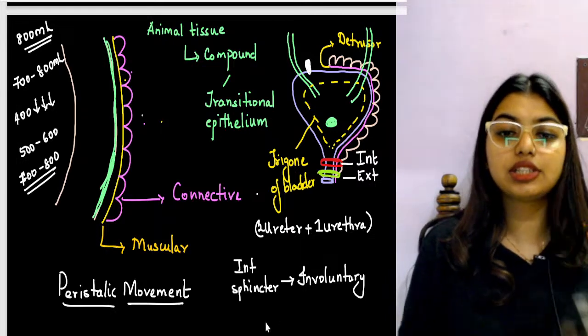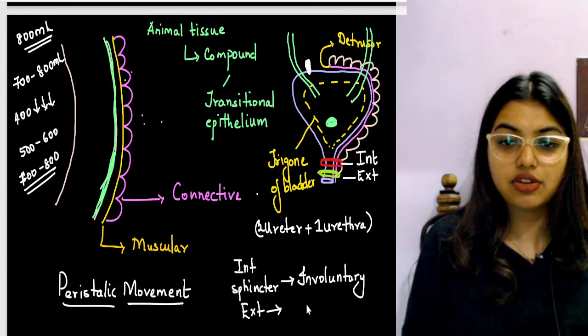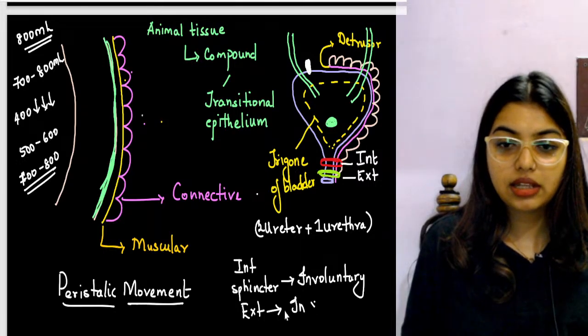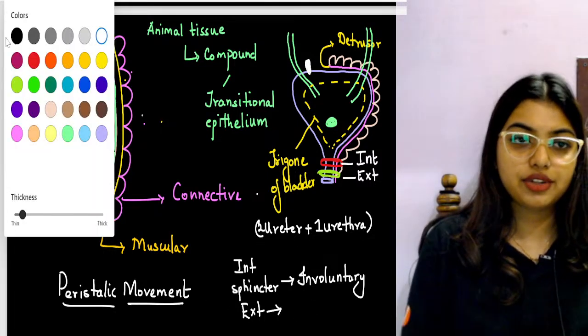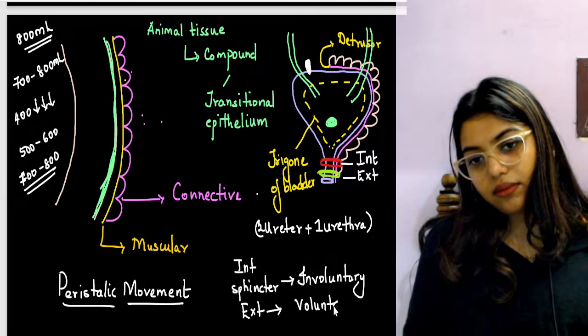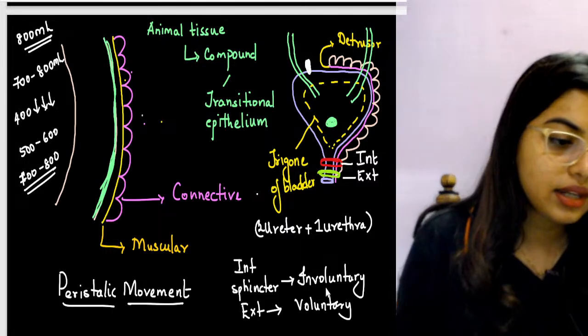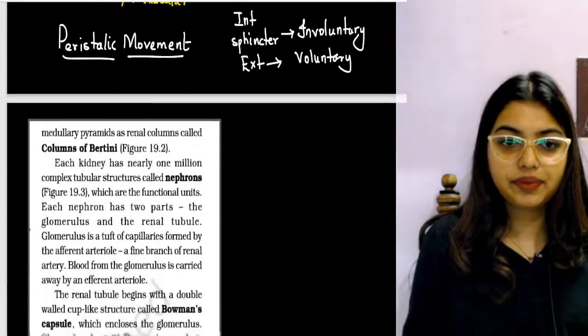External sphincter muscle is in your control. Okay, understood this? External sphincter muscle is in your control. That is voluntary too. Voluntary. Say voluntary. Done. Okay, this is clear.